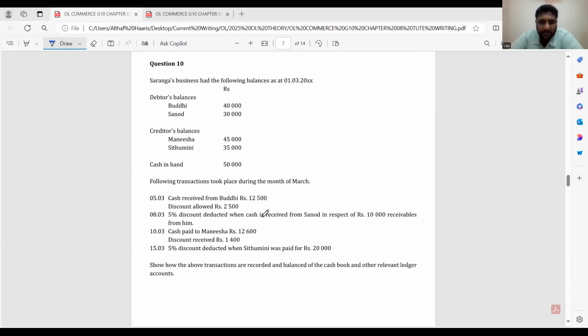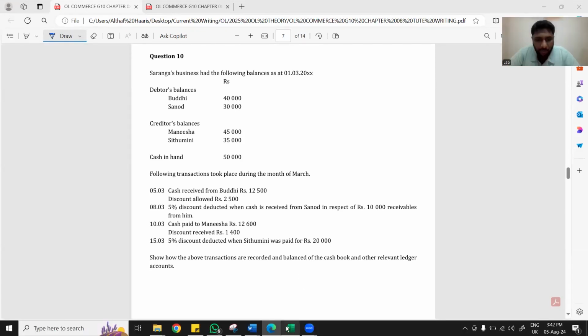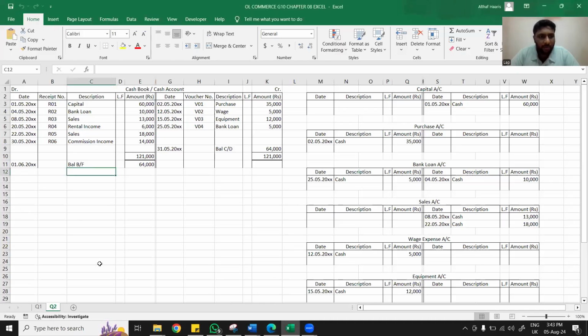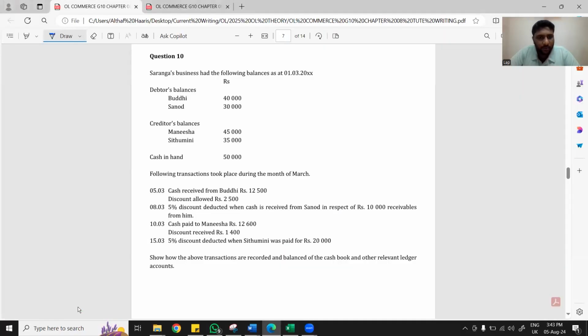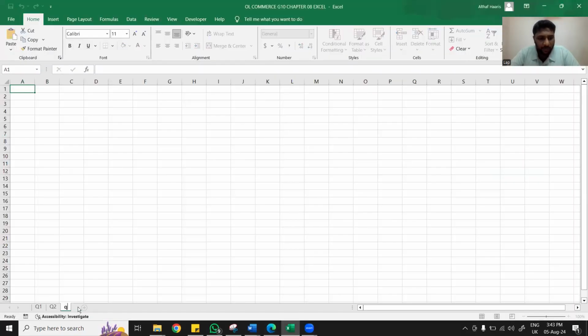So here they have given some transactions. We have to record them in the relevant ledger accounts with the cash book. So let me open up an Excel sheet. Let's start preparing the cash book, people. This is question 10.